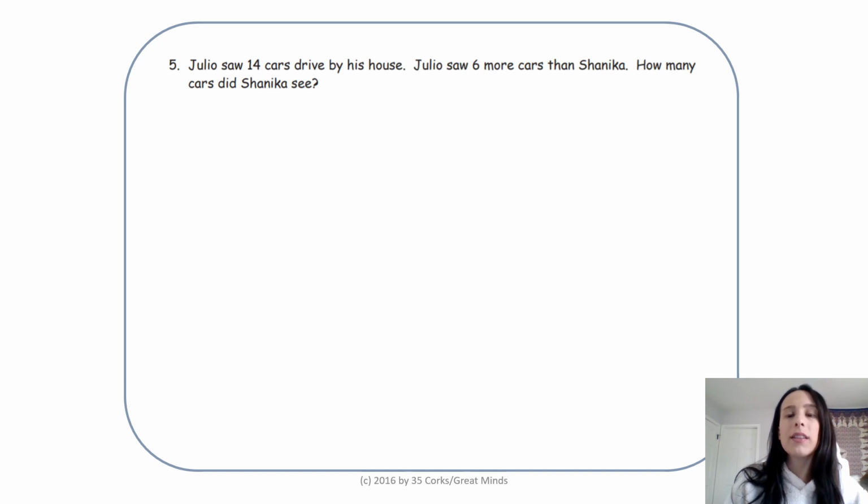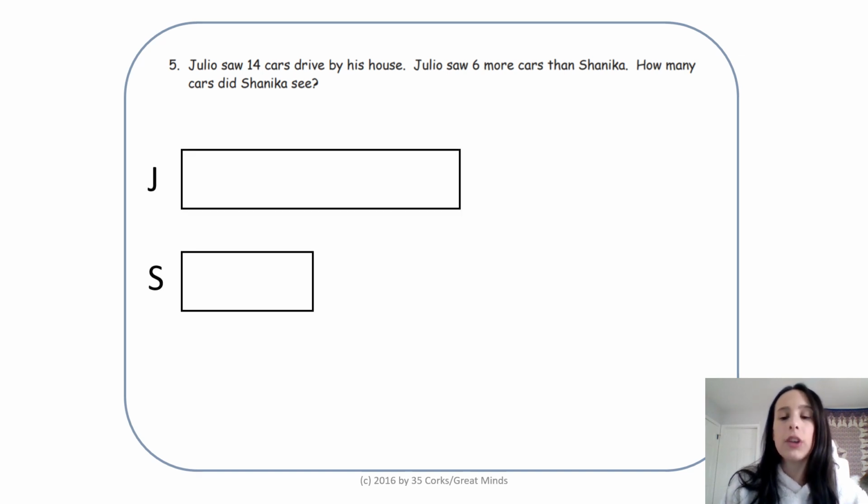Well, since it's 2 different people, I'm going to make a double tape diagram again. I have a J for Julio and S for Shanika. Julio saw 14 cars drive by his house. Julio saw 6 more cars than Shanika. Since I know that he saw more, that's why I made his tape bigger.